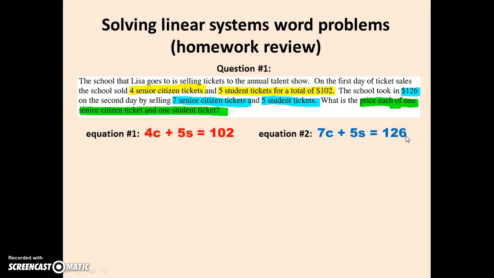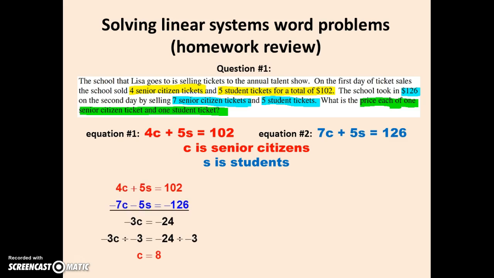Now, what does the C and the S mean? You definitely want to include that. So the C, in my case, stands for senior citizens. You could use other variables if you want. These are just the ones I picked. And my S is for the students. Okay, so that defines my variables. Now let's go and solve the problem.